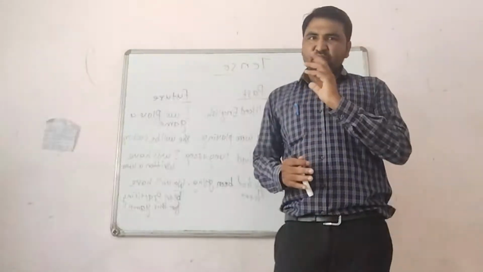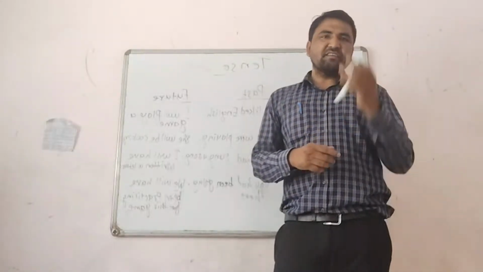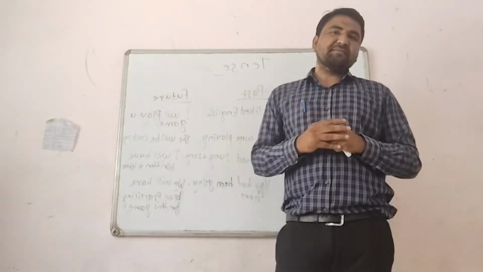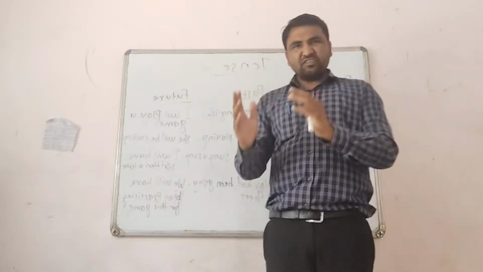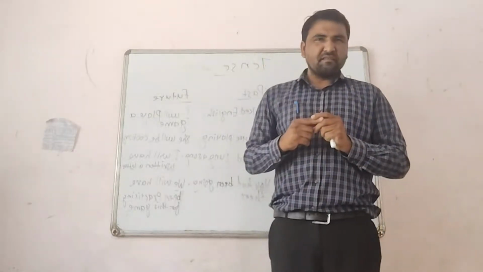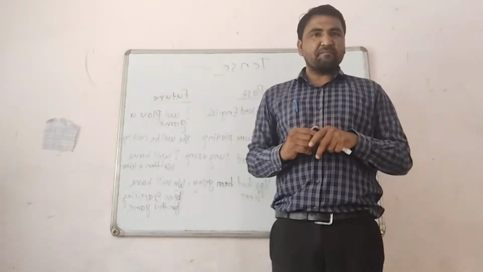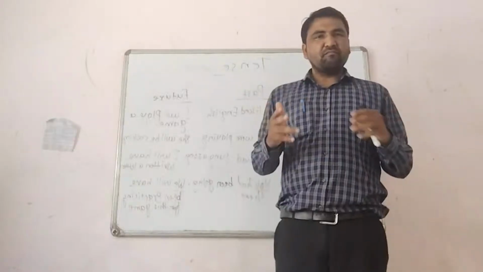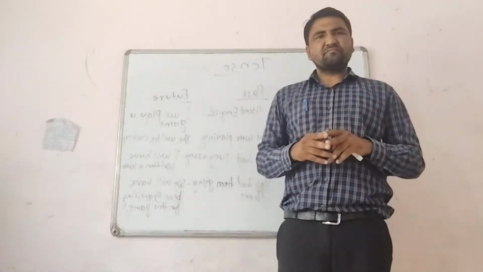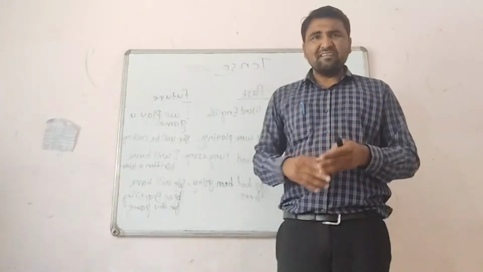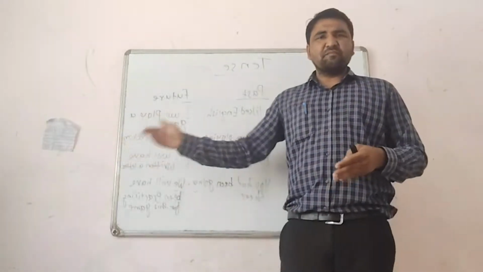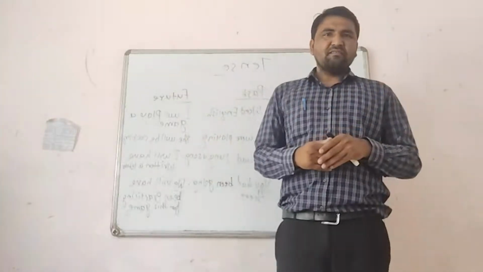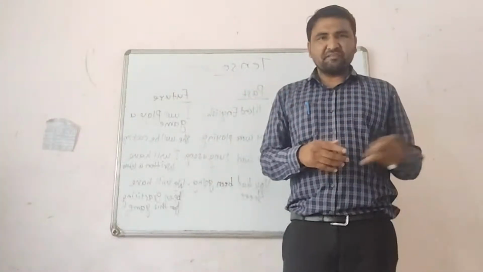What is the condition required for future continuous tense? Just tell me one thing. The condition is that the action must be going on in the future, and that should be in a continuous or progressive manner. So that is nothing but future continuous tense. As far as the formula is concerned, it is very easy to understand. Subject plus shall or will plus be plus V4, that is V1 plus ing, plus object.